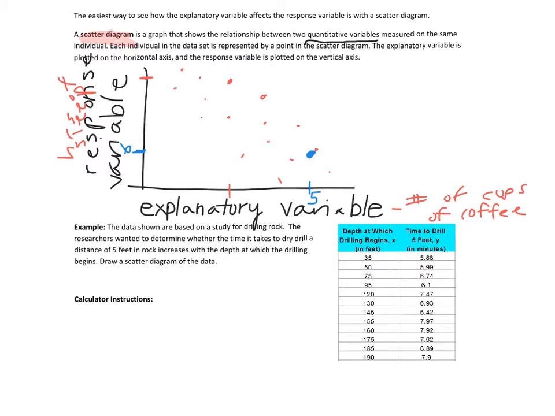Let's say another person, I'll do this one in green, had 1 cup of coffee. So they slept very well and got the appropriate amount of sleep, which specialists say is 8 hours. And so there would be that dot. Each dot represents an individual, and we would have however many dots as there are individuals in our sample. All right, so there's the basics of the scatter diagram. Let's look at an actual example.